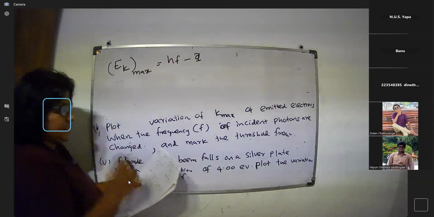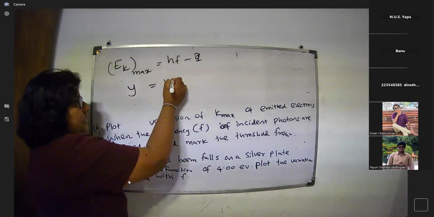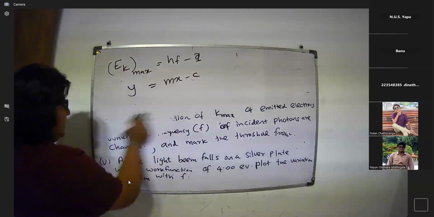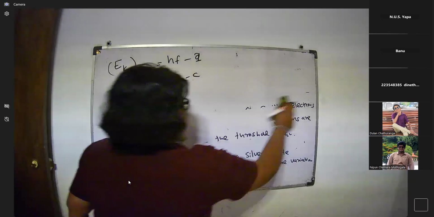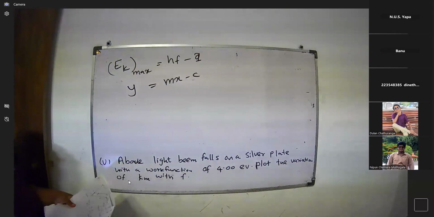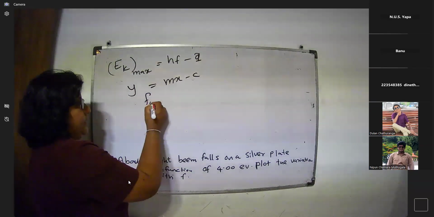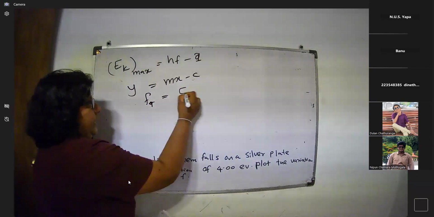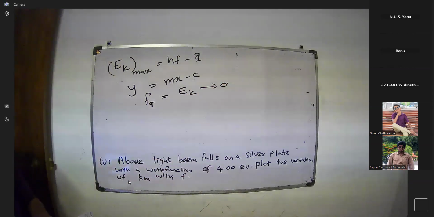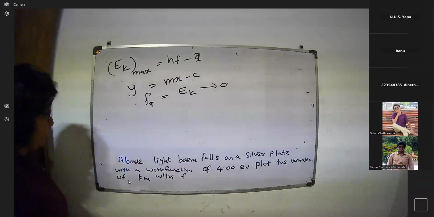This is the work function, frequency and maximum kinetic energy. So the y-axis is maximum kinetic energy, the x-axis is frequency. This is related to y = mx - c. Now we can plot the variation. According to the cesium plate, phi is equal to 2. Right? And at the threshold frequency, we know Ek is equal to 0. At the threshold frequency, maximum kinetic energy should be 0. So we can draw the graph.